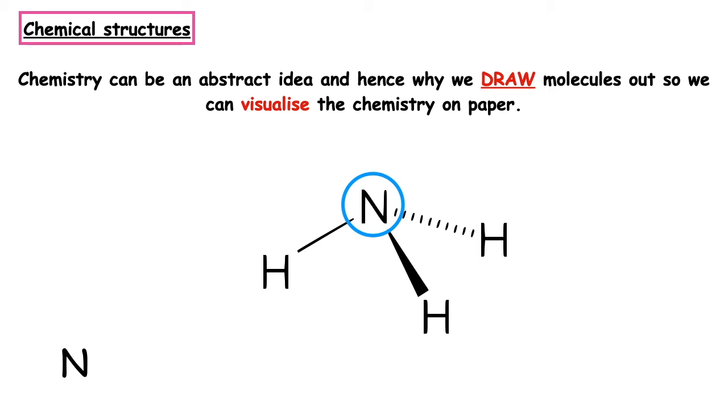How many have we got? We've got 1, but we don't write the number directly after the symbol, as we don't write ones in chemistry. Hydrogen has got the chemical symbol H, so we write that directly after. And how many of those have we got? We have 3, so we write a small 3 after that. So the molecular formula or chemical formula for this molecule is NH3.